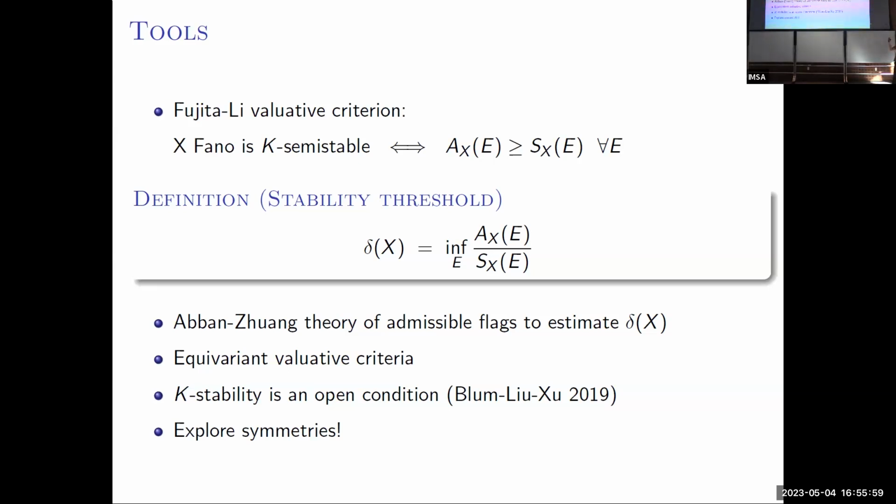As I said, K-semistability is also an open condition, but there is a subtlety: so far we do not know that K-polystability is open. This is not known, but in any case, in many cases we can go around this and apply these tools. So this is what I wanted to tell you today.